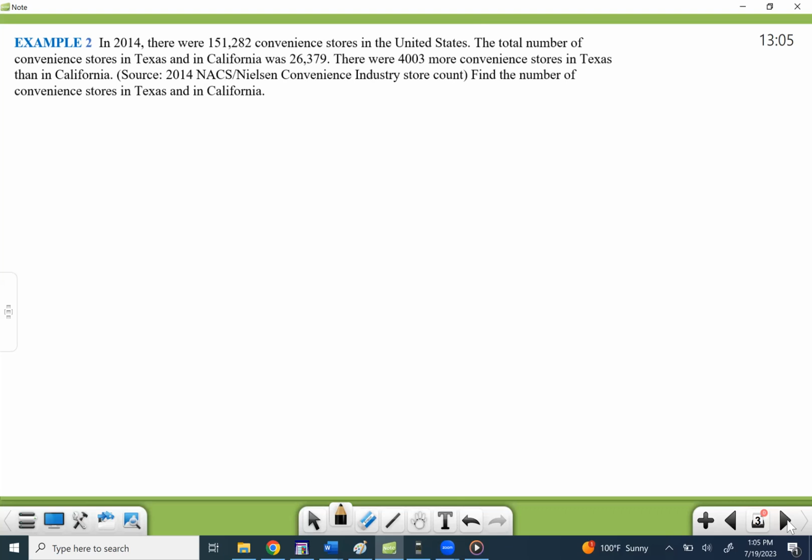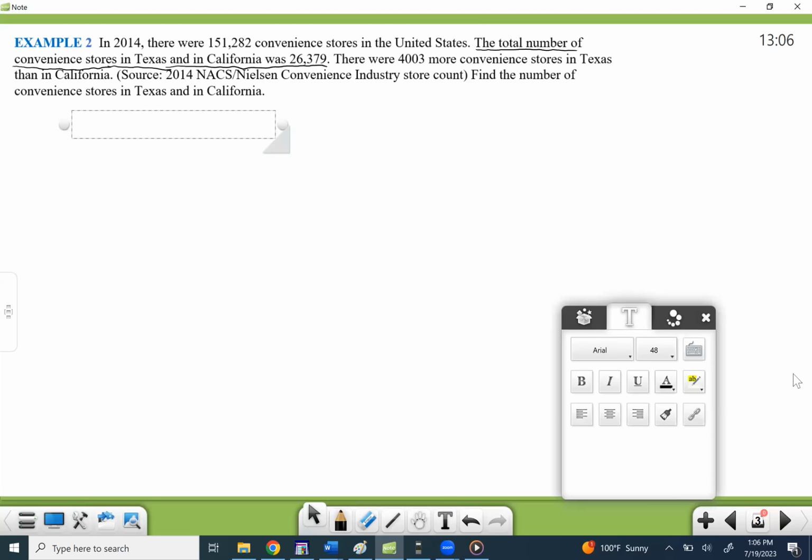All right, I'm looking at this sentence right here. The total number of convenience stores in Texas and in California was 26,379. I can make an equation out of that. So in my mind, here's what I'm thinking in my mind. The stores in Texas, so stores in Texas, let me put this in parentheses.